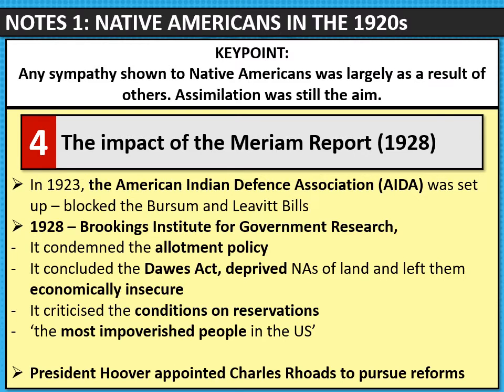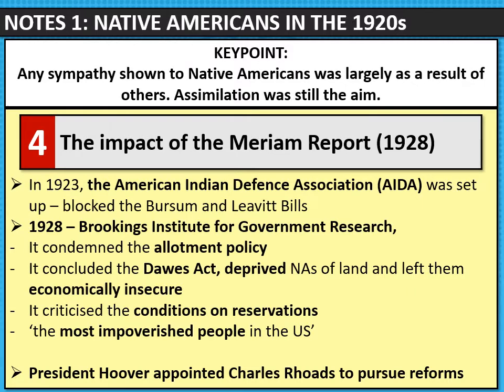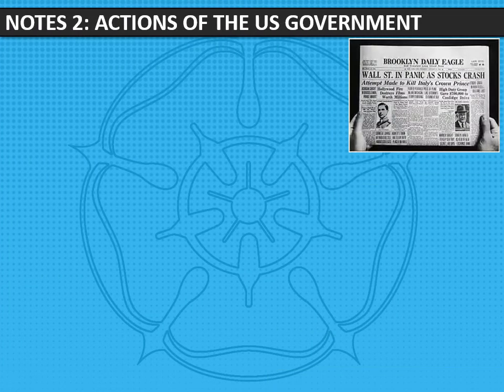President Hoover, the president at the time, reads the report and appoints a new Indian commissioner, a man called Charles Rhodes, and he introduces several reforms in order to improve life on reservations particularly. This leads us nicely into the 1930s, and we need to give some context to the New Deal period at this point.